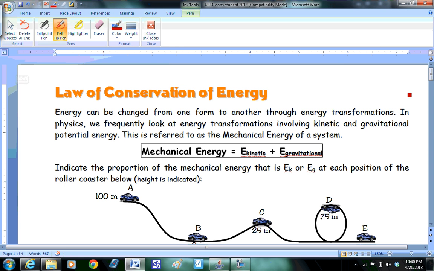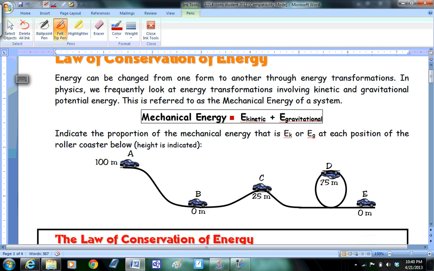So this is the handout that we have, and just a couple of definitions here. Basically it's looking at what mechanical energy is. We'll talk about that in a bit. But the big thing here is a little situation. We have a scenario where we've got a car, like a roller coaster, and we're going to keep track of the energy at different points.